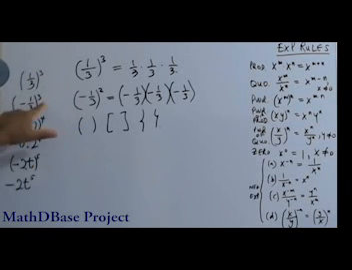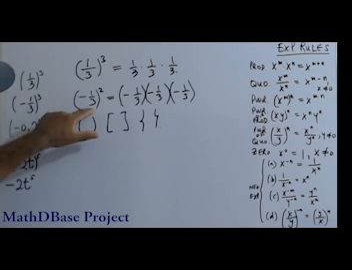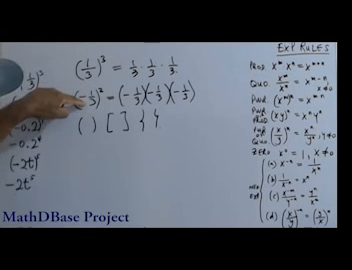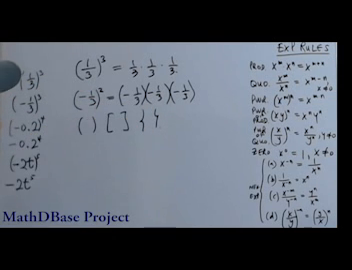Here the operation is cubing. So everything within the grouping symbol is affected by the operation. The base here is negative 1/3. The exponent is 3. So I write the base 3 times and multiply it.